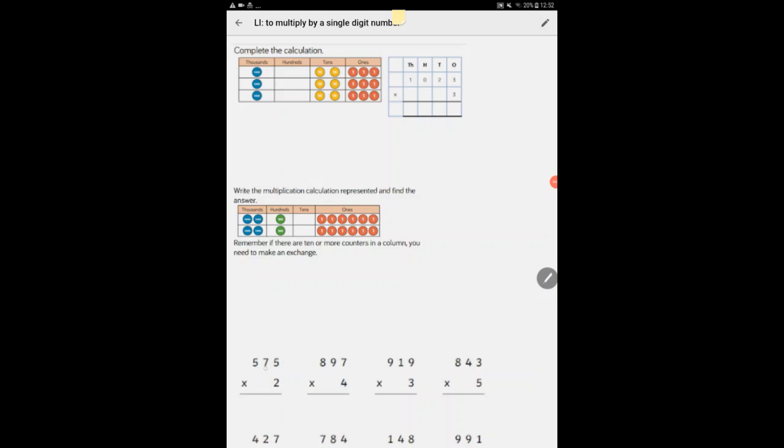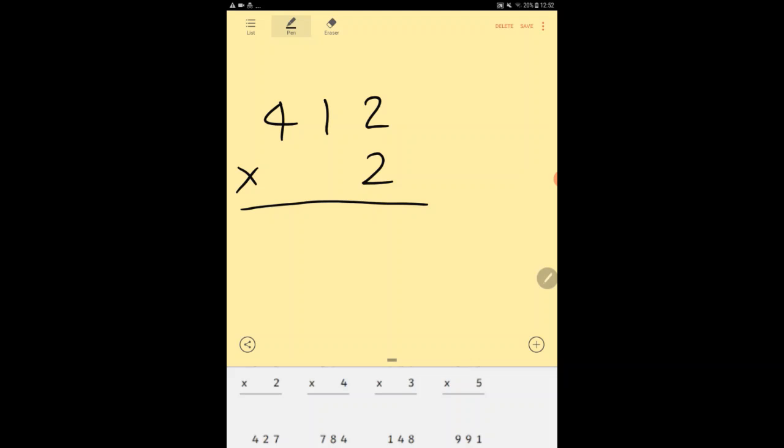For the main task, you're going to have 3-digit numbers multiplied by a single-digit number. So let's just do one together. So 412 times by 2. First thing I need to do is multiply the ones. So 2 times 2 equals 4. So alright, 4 underneath. Then I multiply the tens. 2 times 10, or 2 times 1 equals 2. But we know it's a 10 because the 2 goes here and it's worth 20. It's not the same as this 4, which is worth 4.